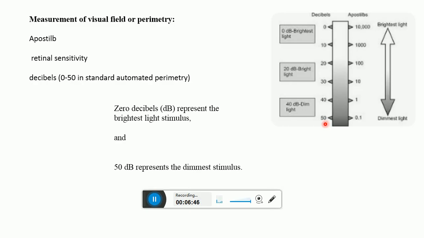So a 0 decibel stimulus will be visible to a point on the retina with the lowest sensitivity, and vice versa. And 50 will be visible to the highest sensitivity.